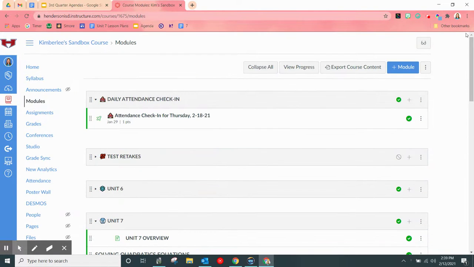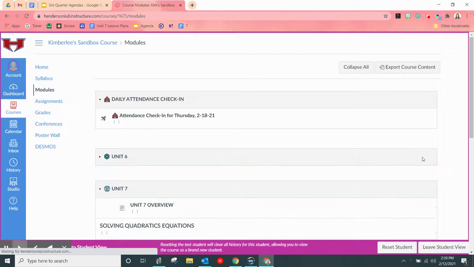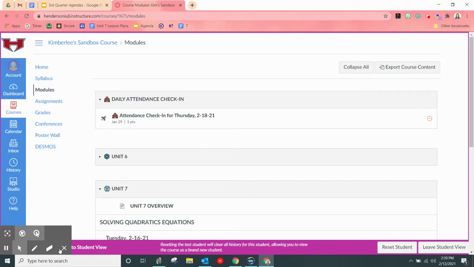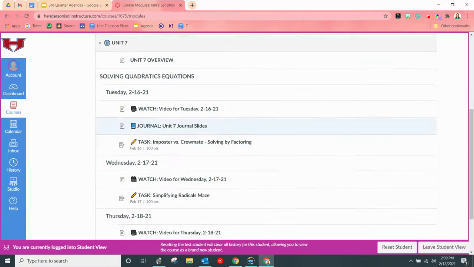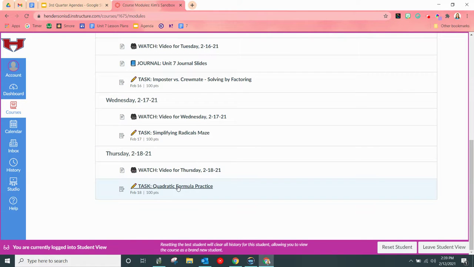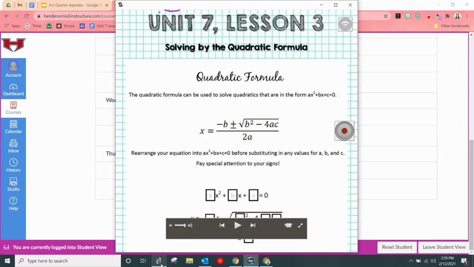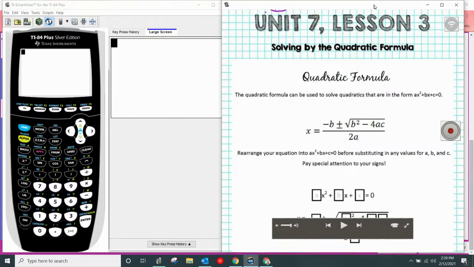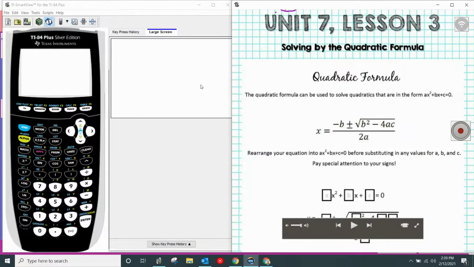So for today, let me get into student view here. Don't forget to do your attendance check-in, and then you're going to have this activity right here, and then I'm going to go over the notes. Again, you should be getting these notes from this file right here. So let me bring this up. We're going to use our calculator today too. The calculator is going to come in really handy today.